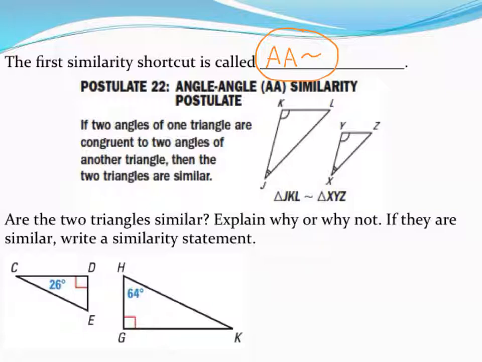I can see one pair of angles is already matched up. We have the right angles matched up. However, that only gets us a single A. I need at least two angles matched up to say that they are similar to each other. Well, I can see that obviously 26 and 64 degrees are not the same.